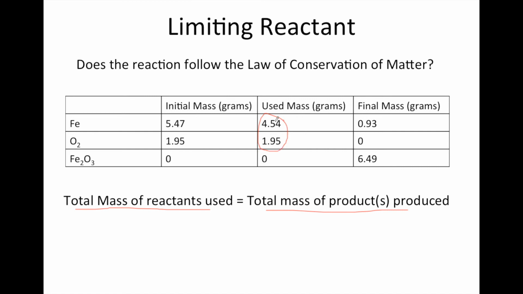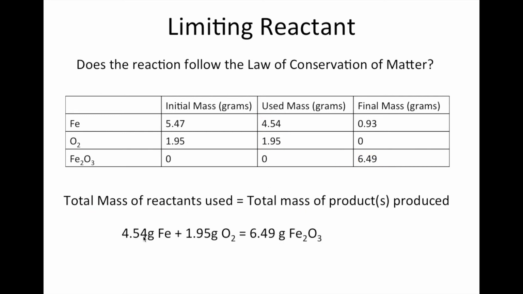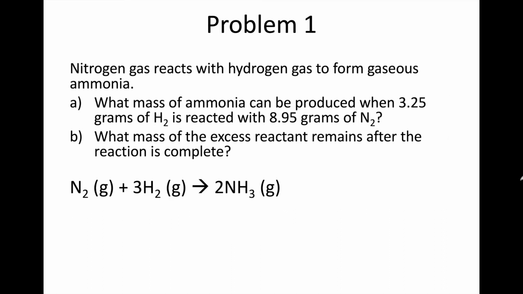Well, we used 4.54 grams of the iron, 1.95 grams of the oxygen, and we produced 6.49 grams of our product. So if we add 4.54 and 1.95, we get 6.49. So indeed, no matter was destroyed. It was all conserved. So let's take a look at another problem.